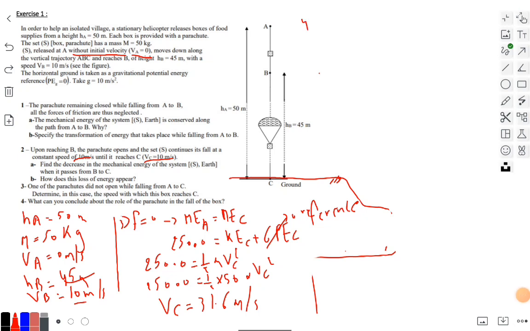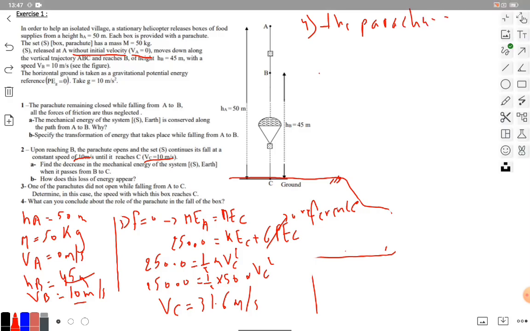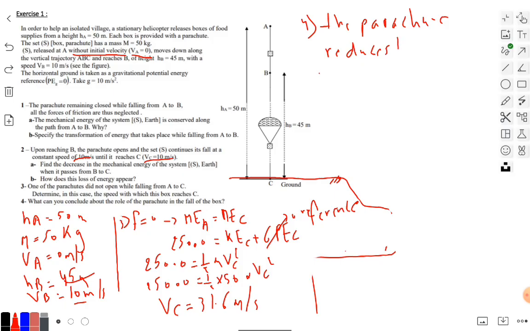4. What can you conclude about the role of the parachute in the fall of the box? The parachute reduces the speed of the box upon impact with the ground. So, the parachute reduces the speed of the box.